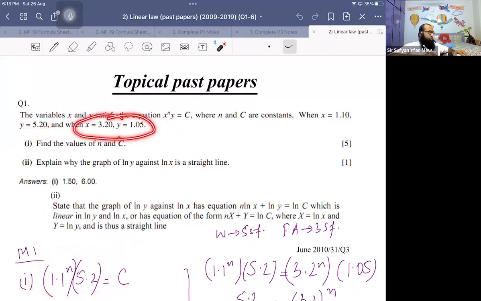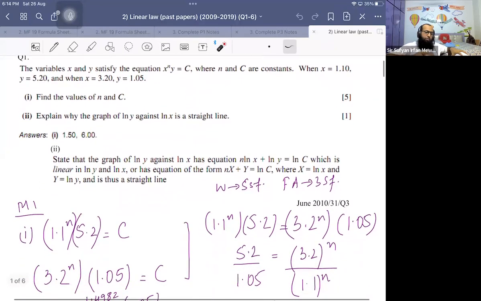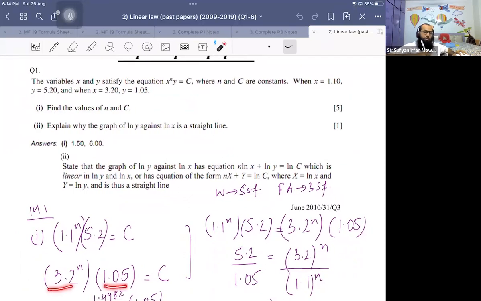When x is 3.2, y is 1.05, so 3.2 to the power of n times 1.05 equals c. In place of x we have substituted 3.2, in place of y we have substituted 1.05, and the power n remains n, equal to c. So now we can see that two equations have been formed, and we will solve them simultaneously to find the values of c and n. Ultimately, we need to find the values of c and n.